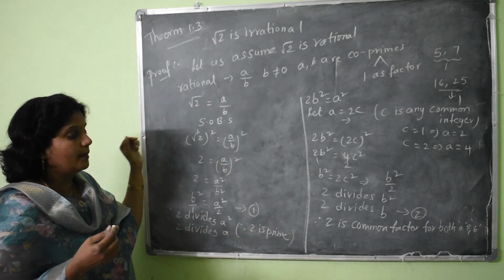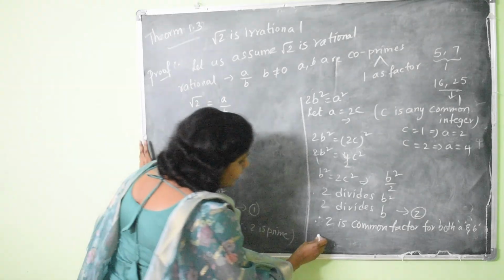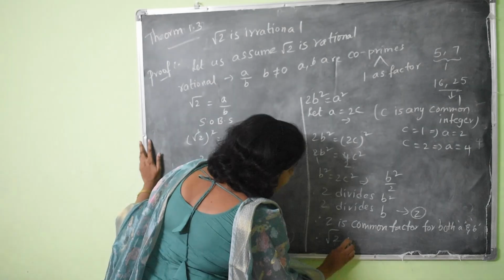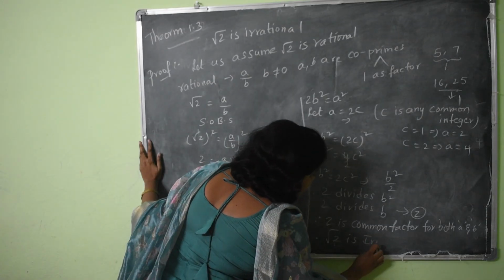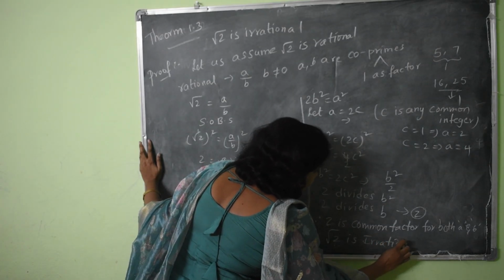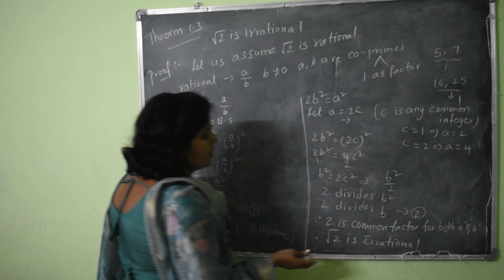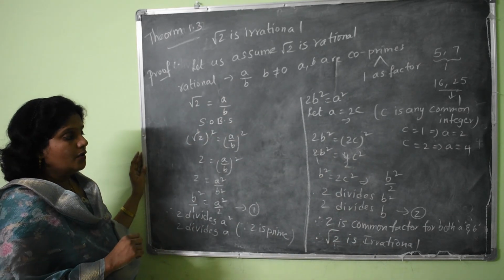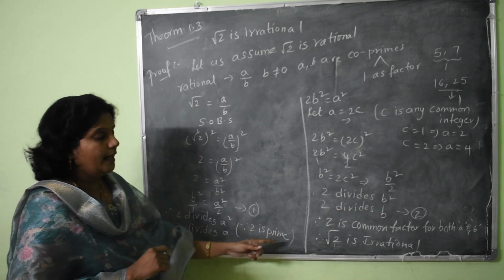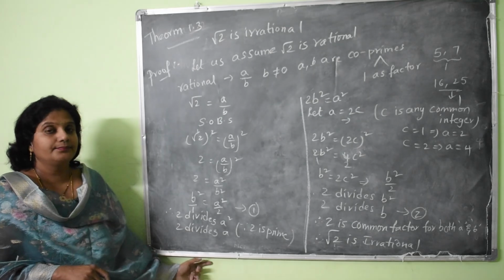What we have assumed is wrong. So we can say now root 2 is irrational. Why? Because we got the common factor as 2 and not 1. So our assumption is wrong and root 2 is irrational.